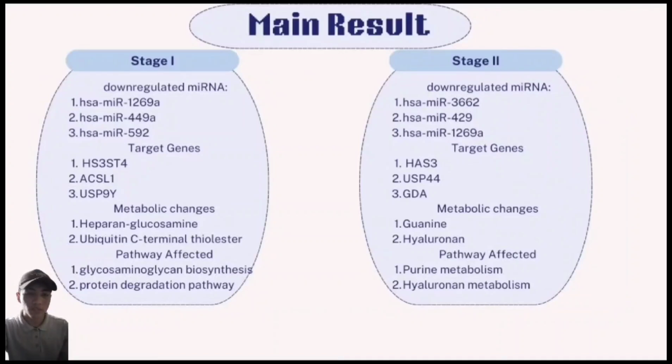Now I'm going to talk about the results from participant data analysis for each stage of breast cancer. For stage 1, we see that downregulated microRNA such as hsa-miR-1269a will affect genes like HS3ST4 that cause heparan glucosaminate metabolic changes that will affect glycosaminoglycan biosynthesis. For stage 2, we see that downregulated microRNA such as hsa-miR-3662 will affect genes like HAS3 that cause hyaluronate metabolic changes and affect hyaluronate metabolism.